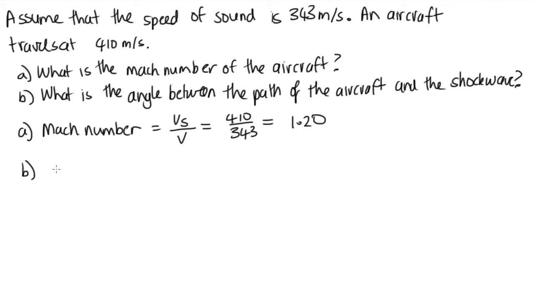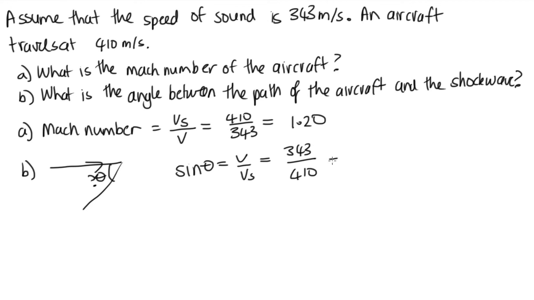Part B then asks us to calculate the angle between, here's the aircraft traveling along and here's the shockwave. So we need to work out what's that angle in there. So we know that sine theta is equal to V over Vs. This is the inverse of the Mach number. It's 1 divided by the Mach number. So we could either put 1 divided by the Mach number here, or we can do it as 343 over 410. So we then solve that on the calculator. We take the inverse sine of this number, and this gives us theta is equal to 56.8 degrees.